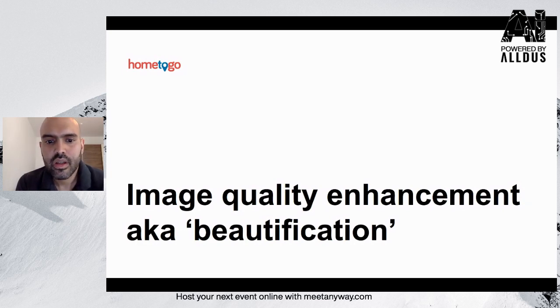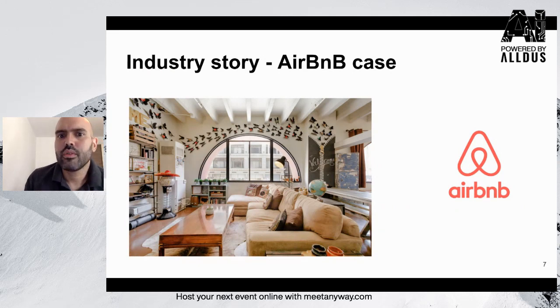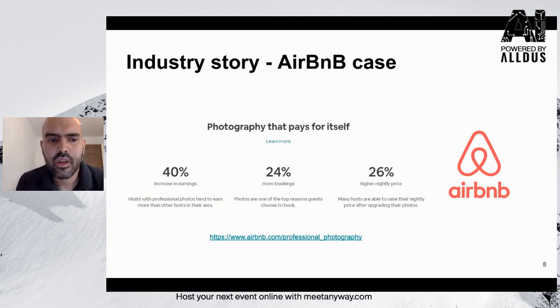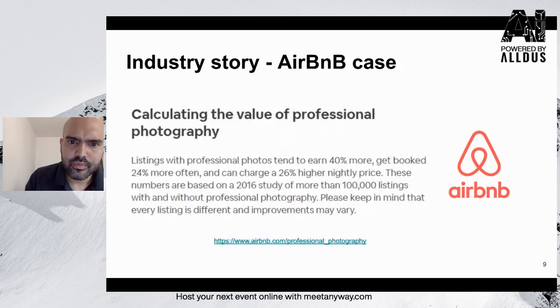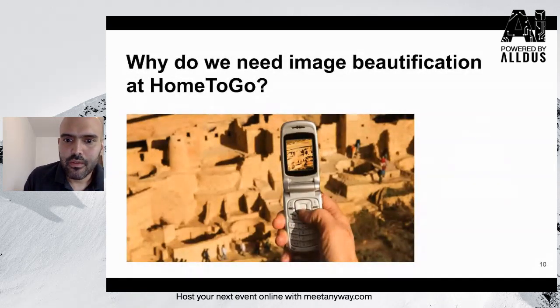I'm going to start talking about image quality enhancement, which we also call beautification, and refers to improving the quality of images in our inventory. So why do we do this? We know that Airbnb invests a lot in high quality photography. So they hire professional photographers because they know that having high quality images to showcase properties brings an increase in earnings and bookings. The value of professional photography is high. The thing is that for us, we have the problem that we don't control image acquisition.